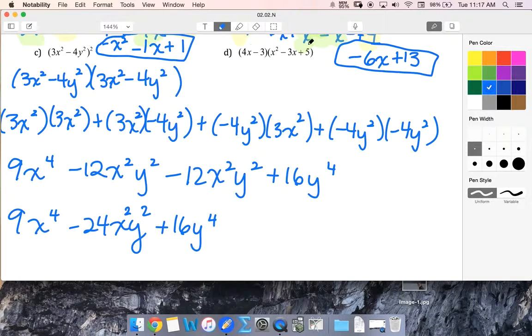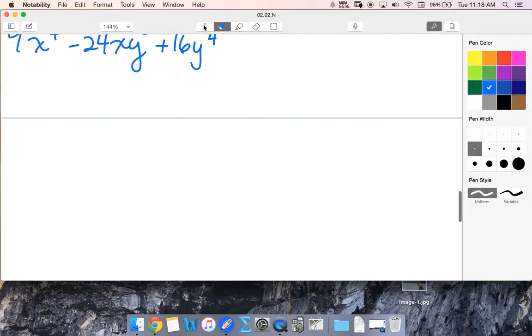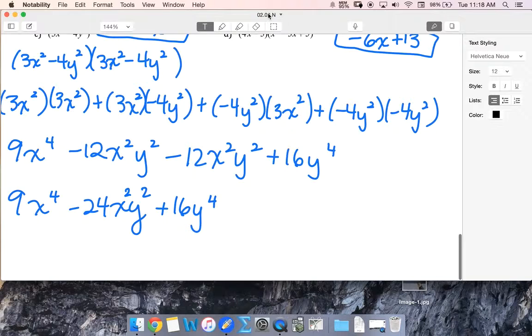All right, looking at this last one, then I'm just going to take a picture of that one. And I'm going to move it down a bit. So looking at that one, let's see here.